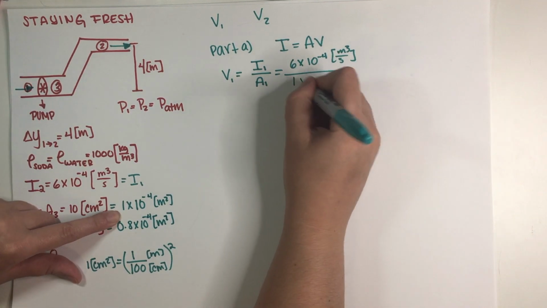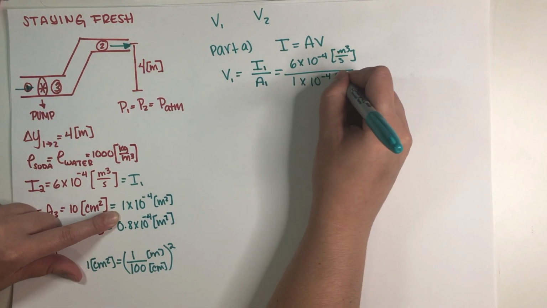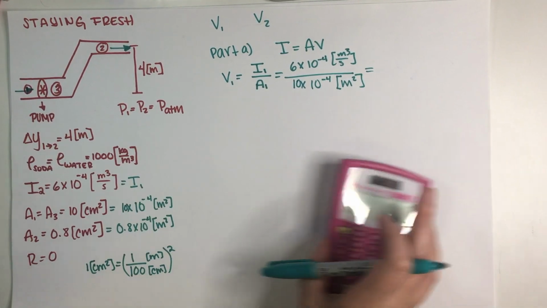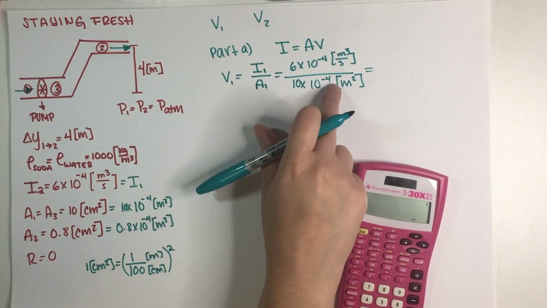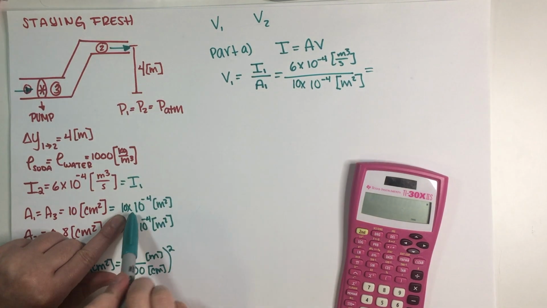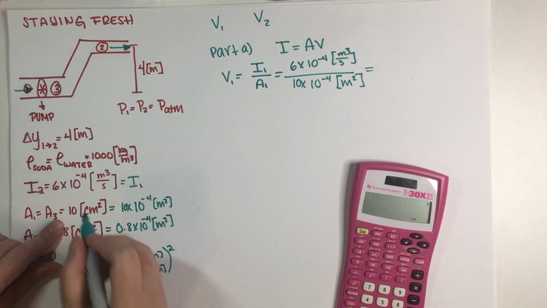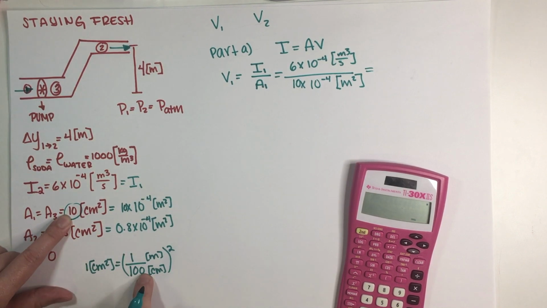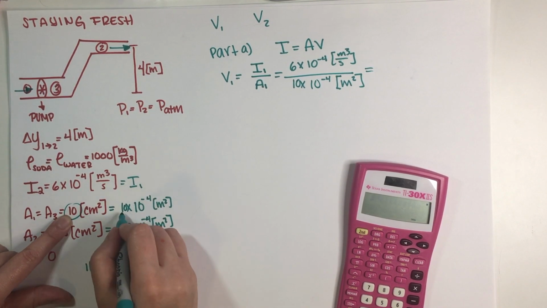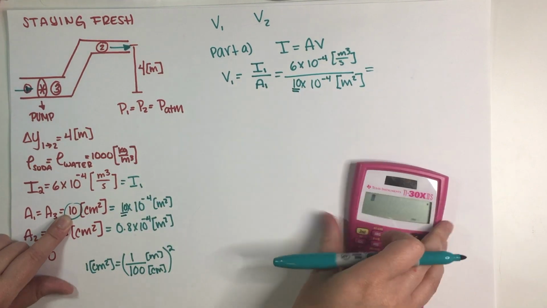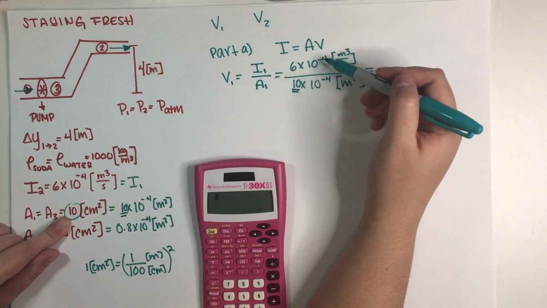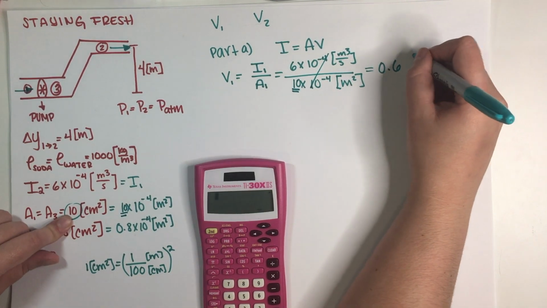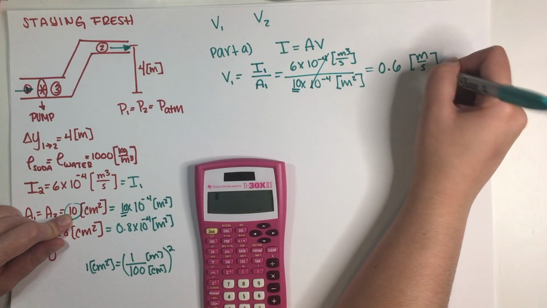Okay, I'm sorry, I made a little mistake. I copied 1 times 10 to the negative 4 because I forgot that this was a 10. So this is a 10, and then the conversion is times 10 to the negative 4. So this should have been a 10. And then this is 6 divided by 10 because the powers cancel out. So this is 0.6 meters per second.